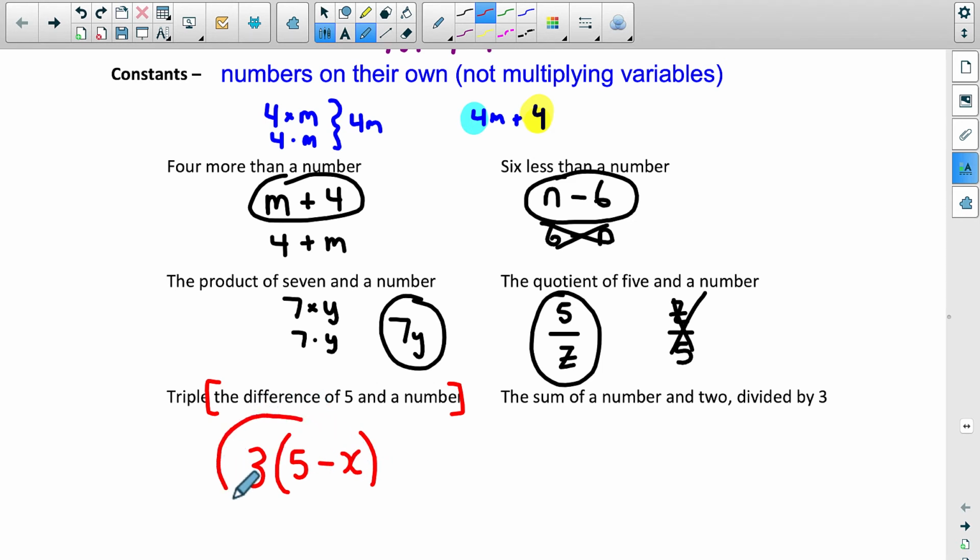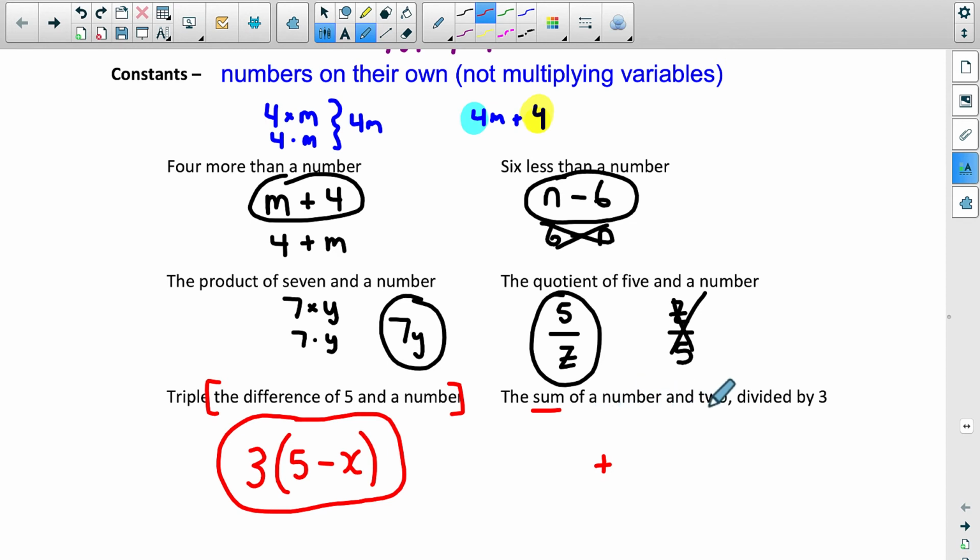Now this is hard. I think it's harder than anything in your workbook. This is like a level 7-8 sort of question. This is more a grade 9 question. But I thought I'd just show you. Here's another toughie. The sum of a number and 2 divided by 3. So sum, what does sum mean? Sum means plus. And what are we adding together?